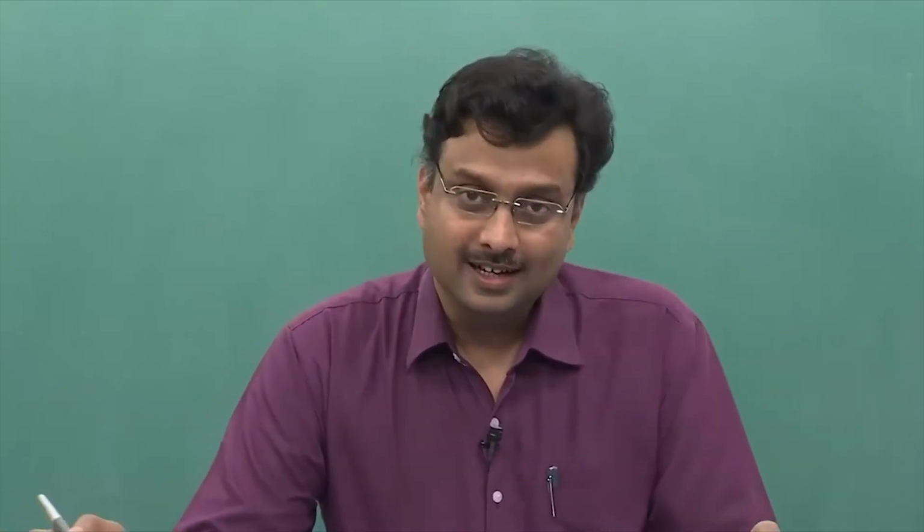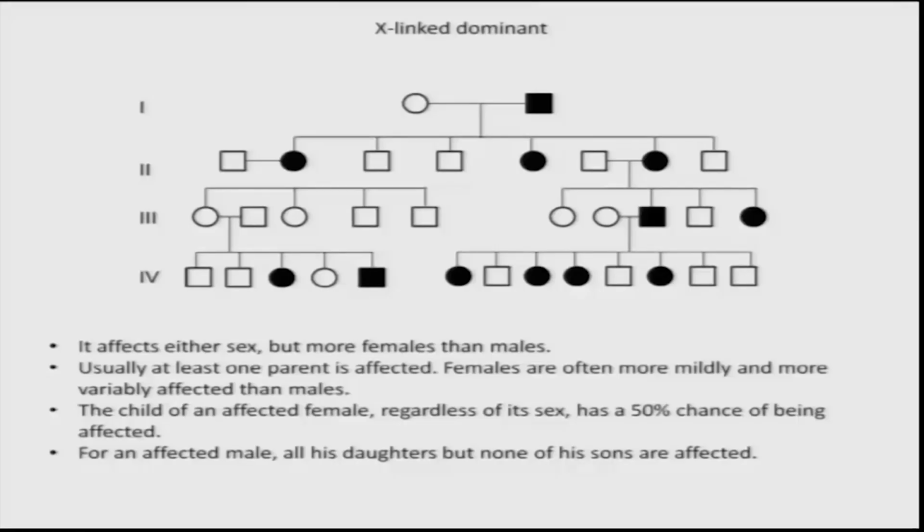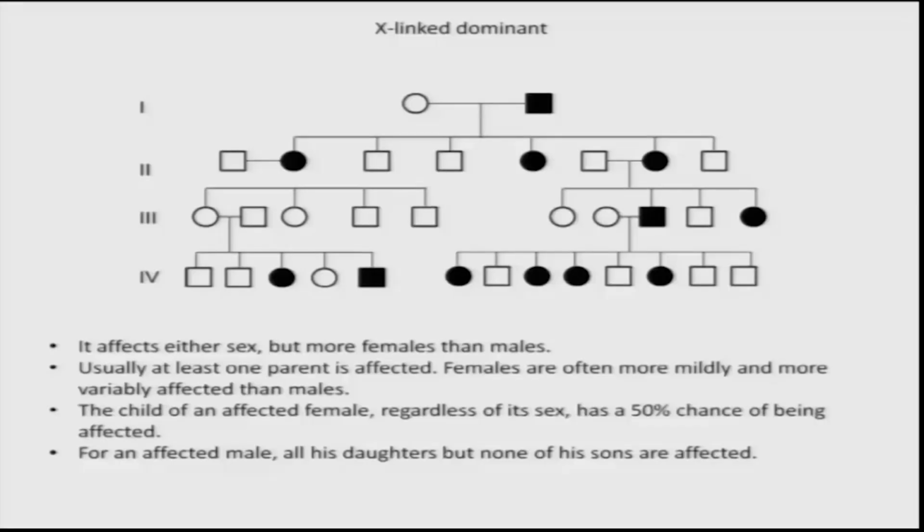Let us look into the other condition, that is the X linked dominant condition. Even if one allele is defective, you would show the phenotype in case of a female, right. So, here it affects either sex, but more females than males. Why? Obviously, if it is a female, then she is going to give this X chromosome to 2 individuals in the next generation, right. So, from a female it will go to more individuals, and more often it would be females, right. Usually at least one parent is affected, because in a dominant condition you would expect either father or mother, both of them could show the phenotype.